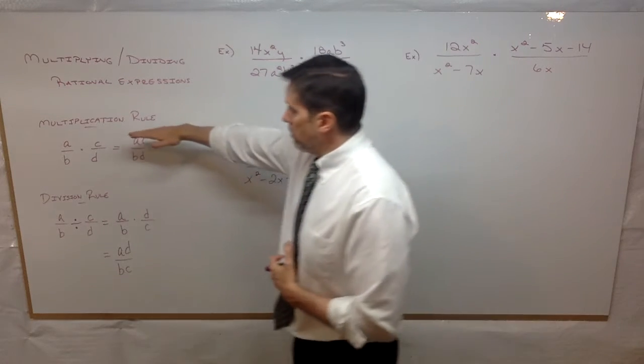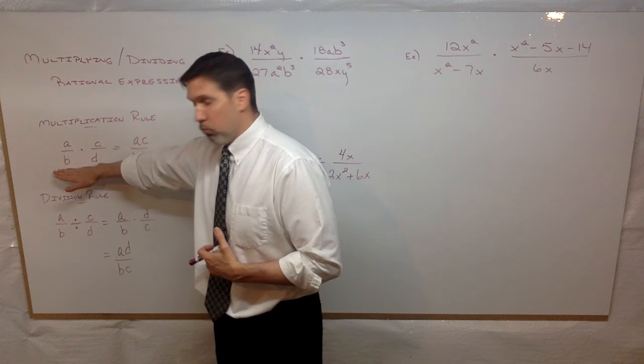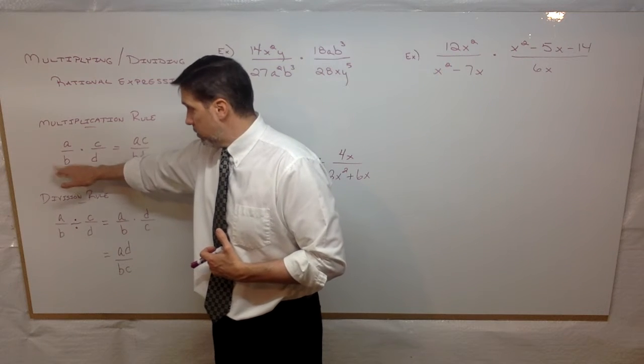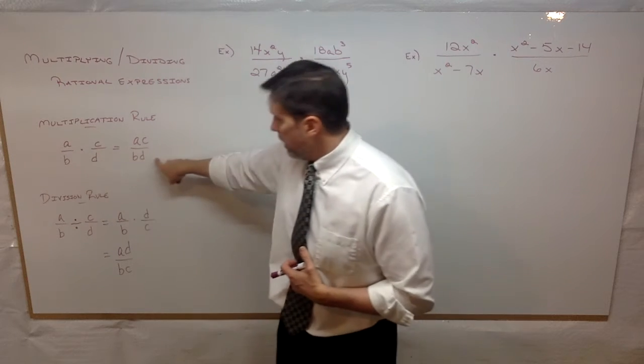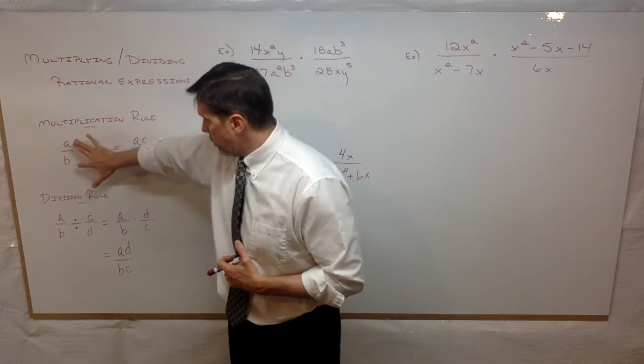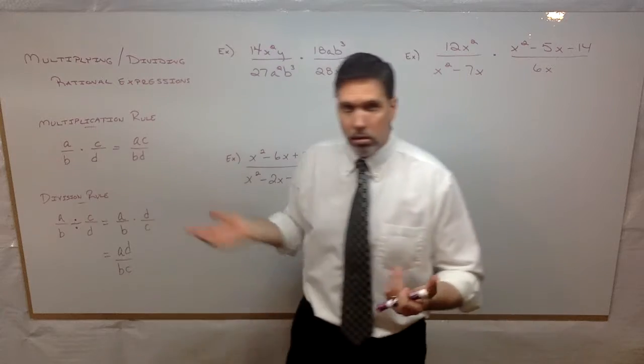So if you remember, when you multiply fractions, one of the easier things you'll ever do is you just multiply the numerator straight across. You multiply the denominator straight across. So you have a fraction a over b times c over d. It's just ac over bd.